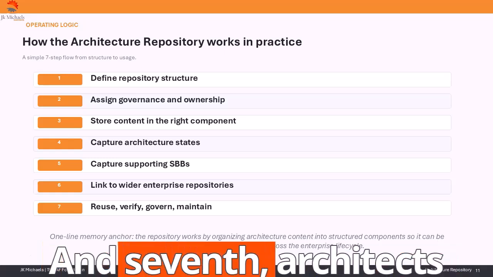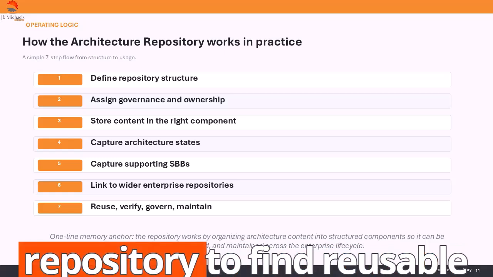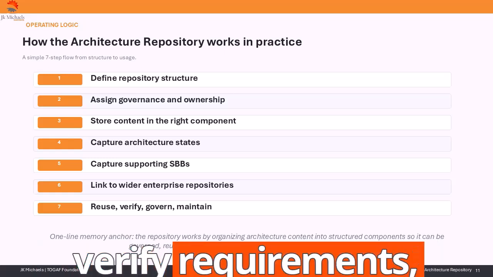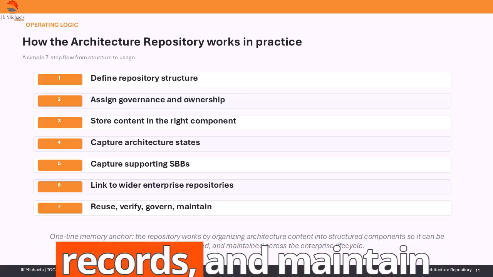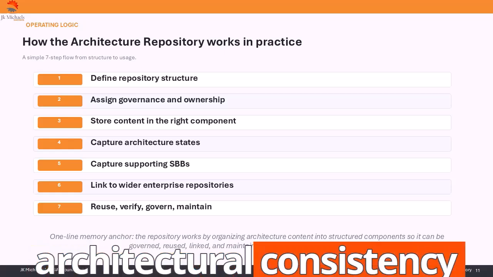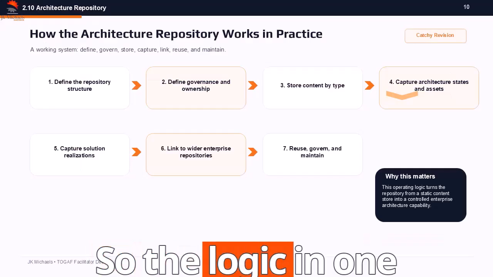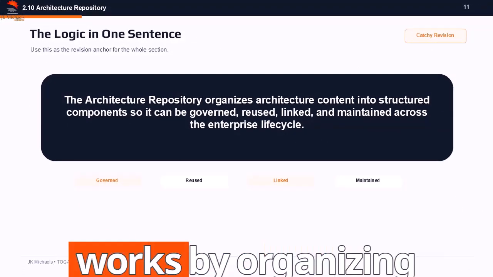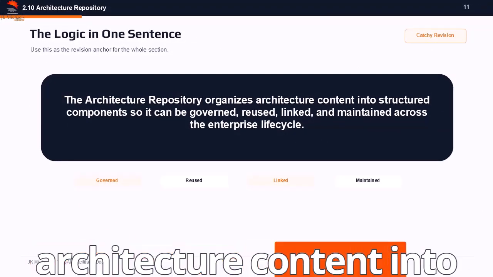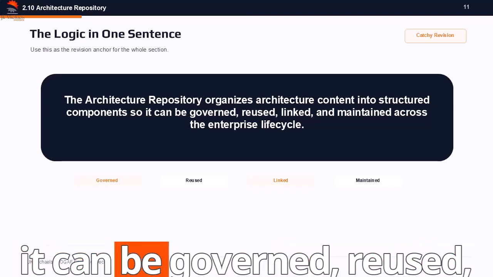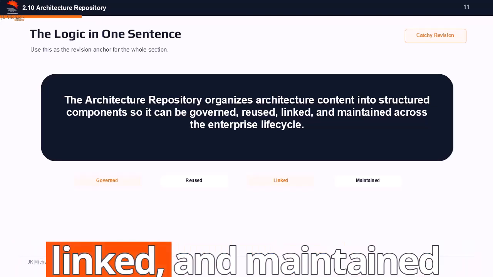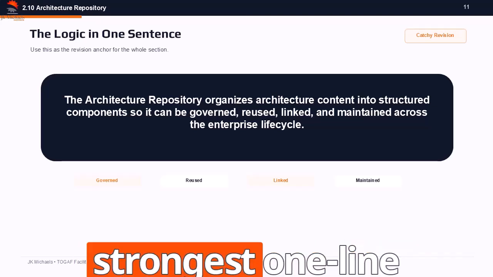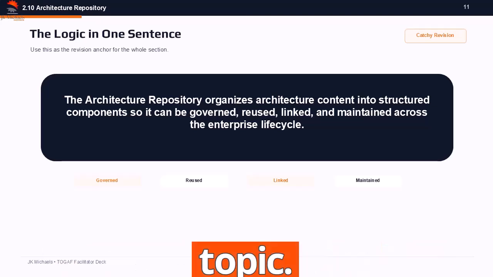And seventh, architects and stakeholders use the repository to find reusable assets, check standards, verify requirements, review governance records, and maintain architectural consistency over time. So the logic in one sentence is this: the architecture repository works by organizing architecture content into structured components so it can be governed, reused, linked, and maintained across the enterprise lifecycle. That is the strongest one-line memory anchor for the topic.